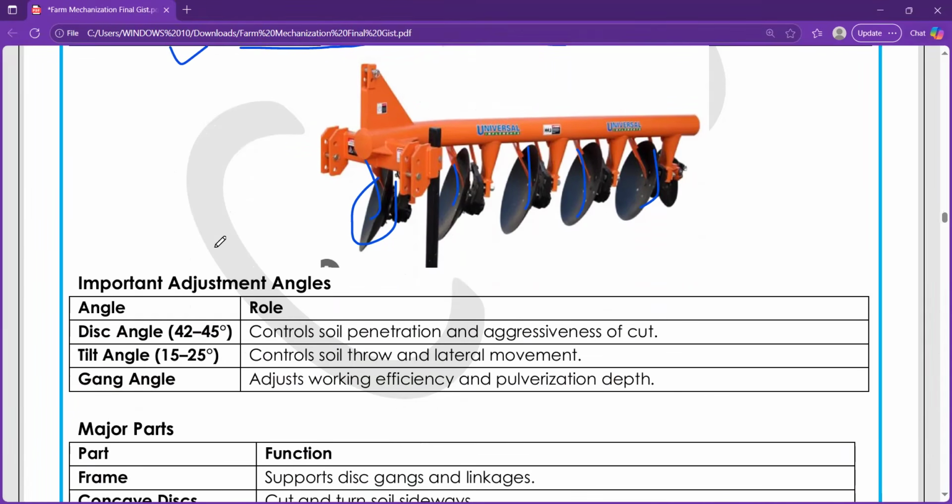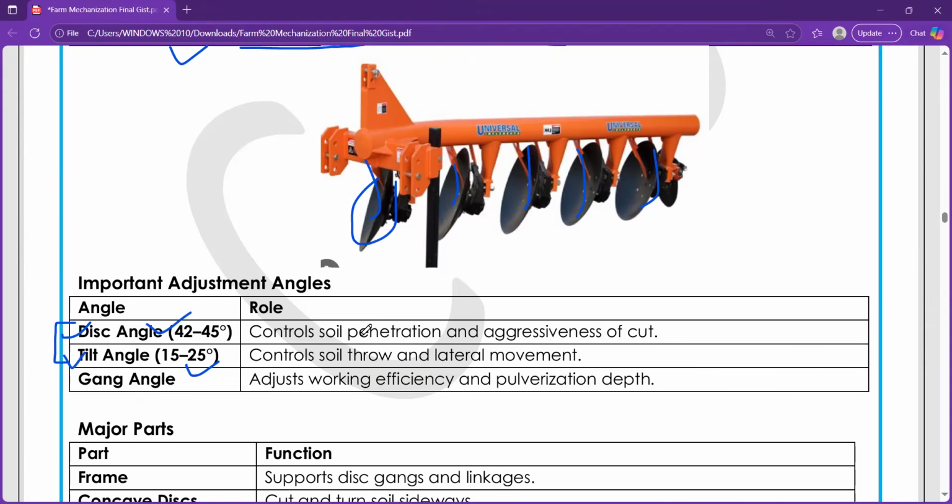Next, we have the angle adjustment. These are very important. In the comments, please let me know which of these two angles is related to, I mean, one is when the angle is inclined to the direction of travel of the equipment, and the other is when the angle is inclined to the vertical plane. According to these key terms, you will be able to define which is the disc angle and which is the tilt angle.